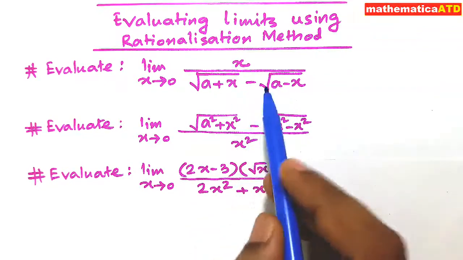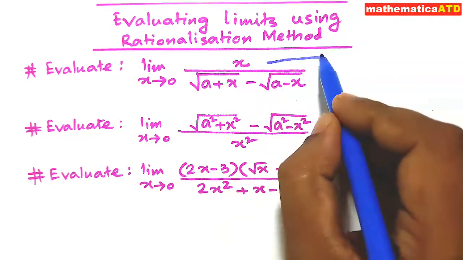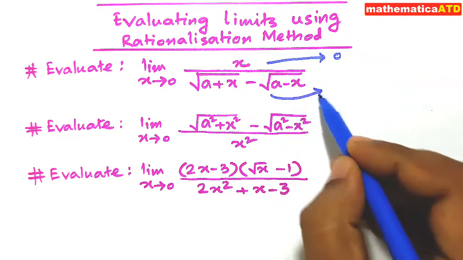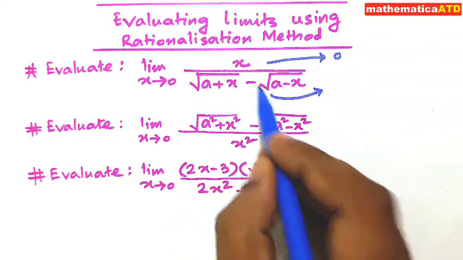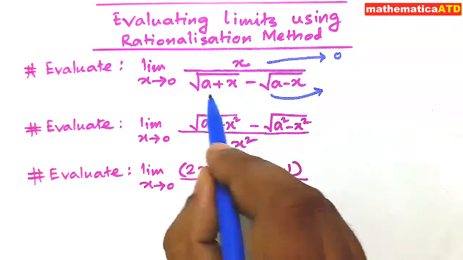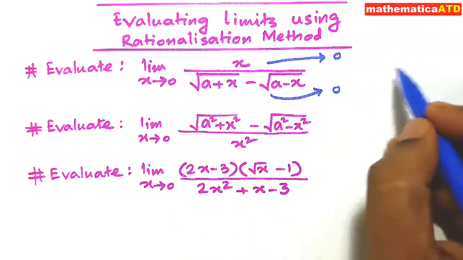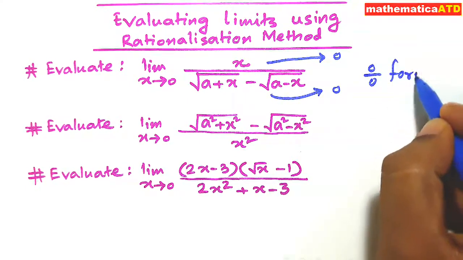From the first one you see that at x equal to 0, the numerator gives you 0 and the denominator is also giving you 0. How? This is root over a plus 0 minus root over a minus 0. That means root a minus root a means 0. So the form is 0 by 0 form. This is an indeterminate form.